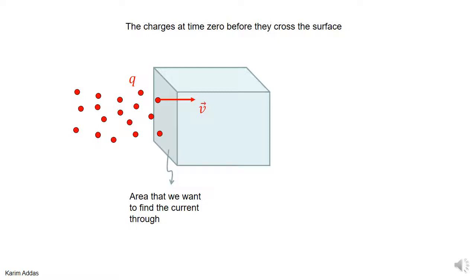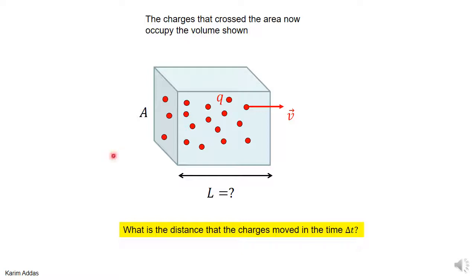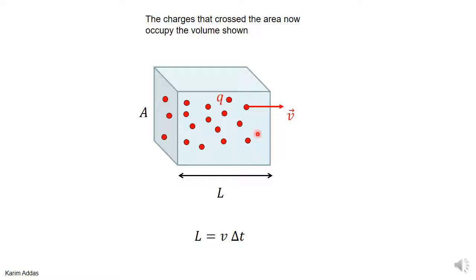After a certain amount of time delta t, all the charges now occupy this volume. The first question we want to ask is, what is the distance that the charges have moved during that time delta t? What is this length? The charges now occupy this volume, so what is the length of this volume? The charges move with a speed v, and they move for an amount of time delta t, then the length is just v times delta t.